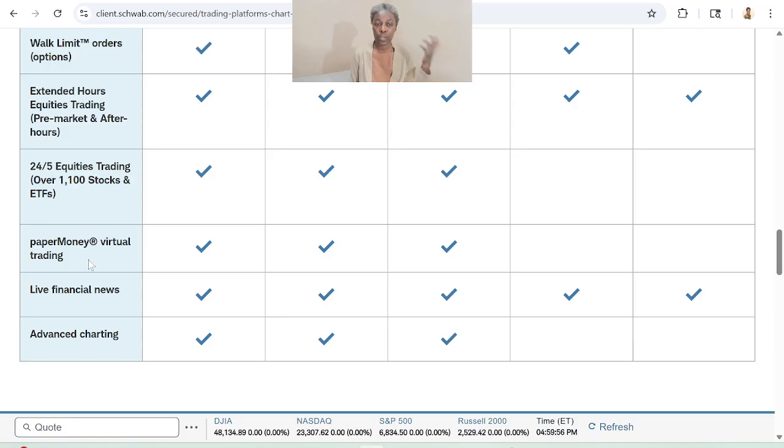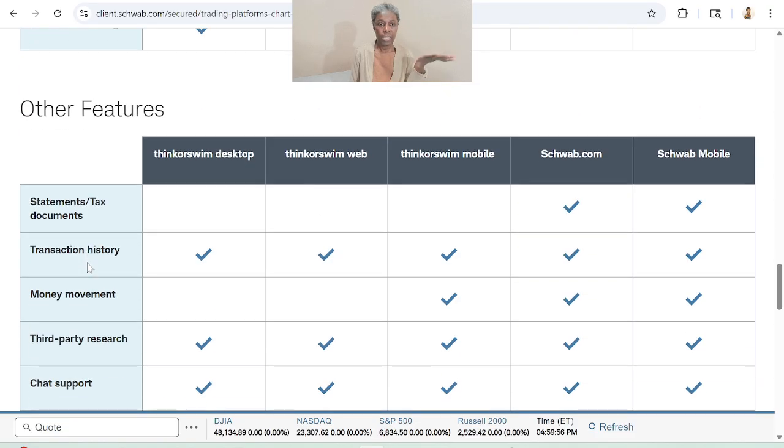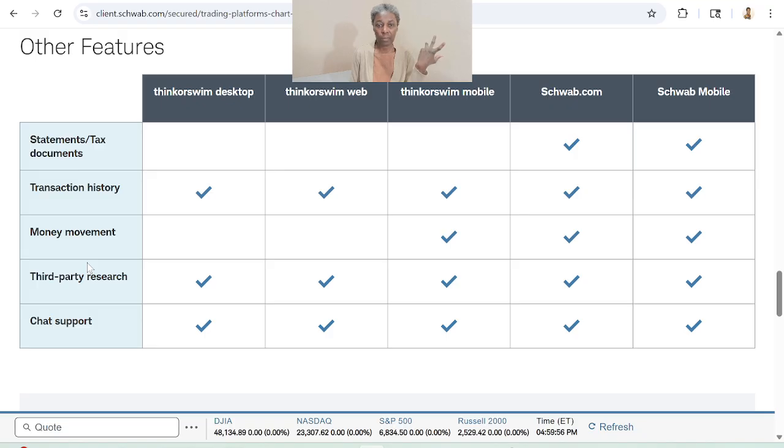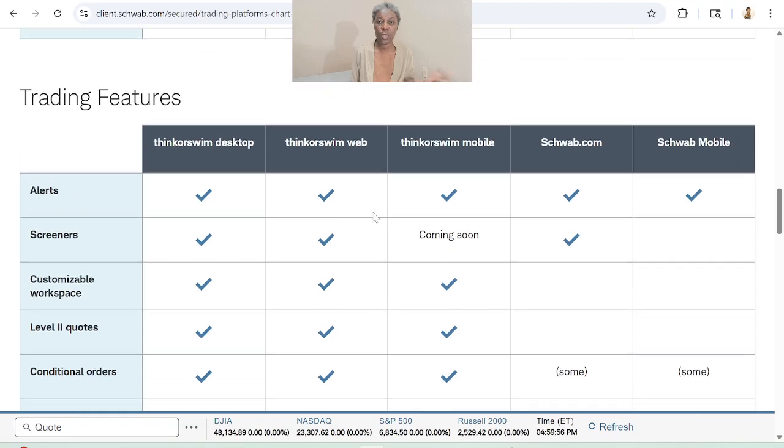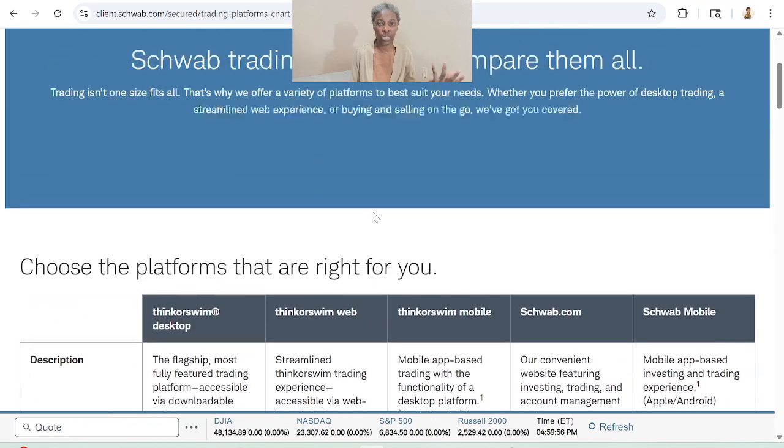Thinkorswim has paper trading, which I don't use. I never use it, therefore I don't really recommend it. And we will have a video on that as well, I would think. But some people recommend paper trading. I don't. I just feel like using real money and just starting small, one share at a time. But then they have some other features here as well that you can see. But I focus more on the chart because that's all I use the trading platform for. Therefore, that's the only feature that I found important here.